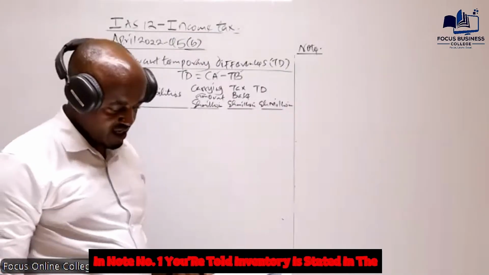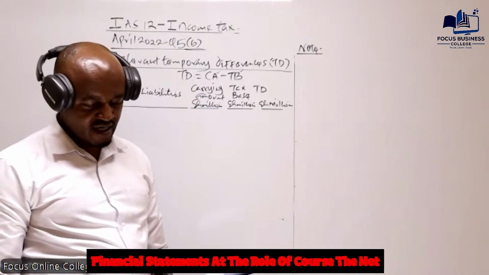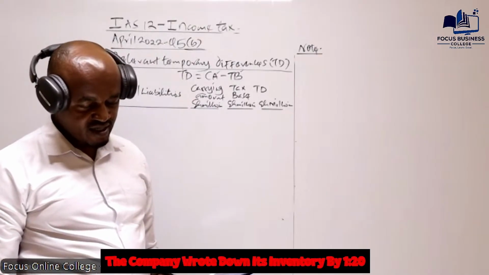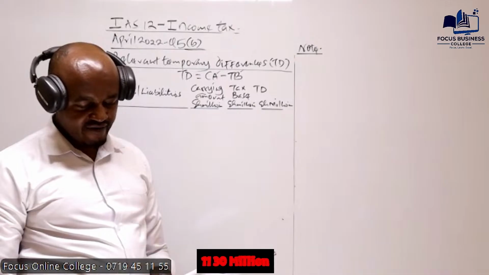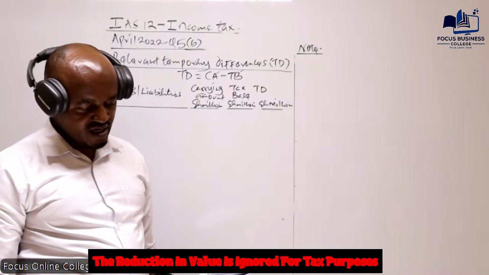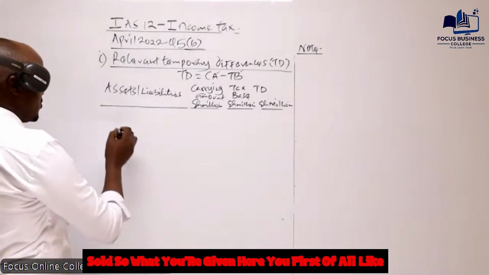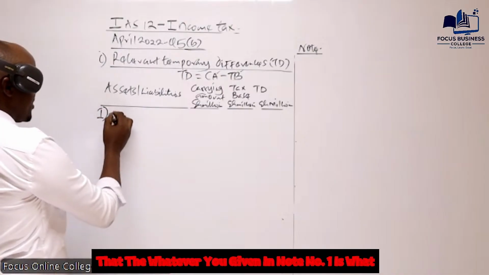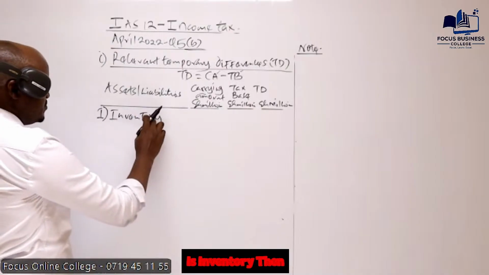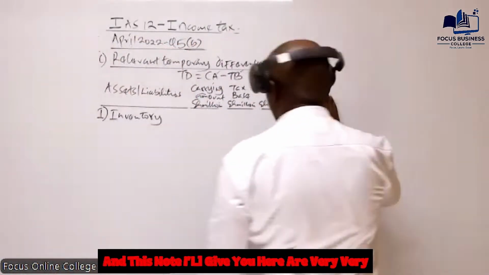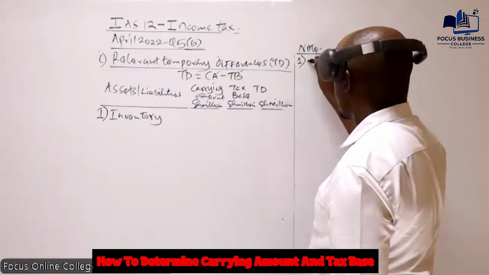In note number 1, you're told inventory is stated in the financial statement at the lower of cost and net realizable value. The company wrote down its inventory by 120 million to a net realizable value of 1130 million. The reduction in value is ignored for tax purposes until the inventory is sold. So what you're given in note number 1 is inventory. The notes I'll give you here are very, very important. I'll give you some notes which will help you to know how to determine carrying amount and tax base.